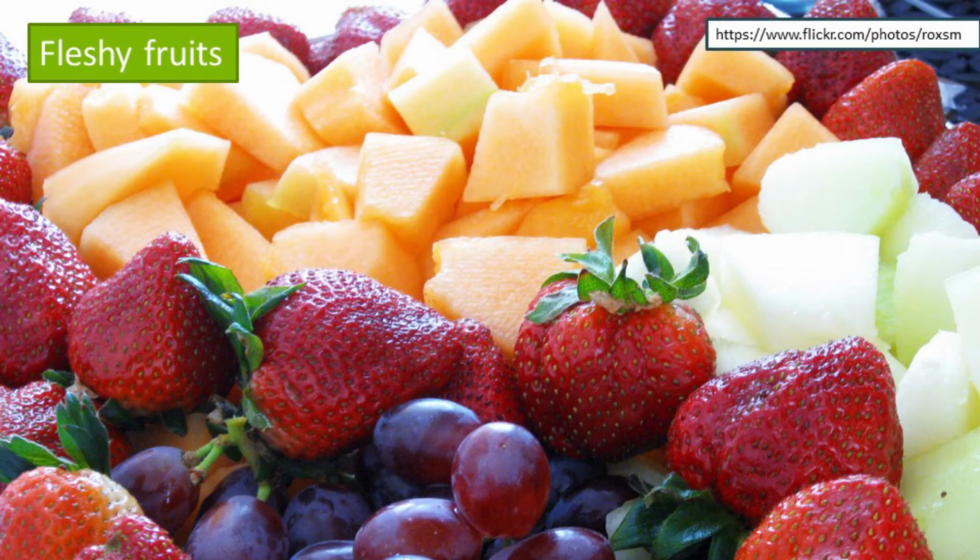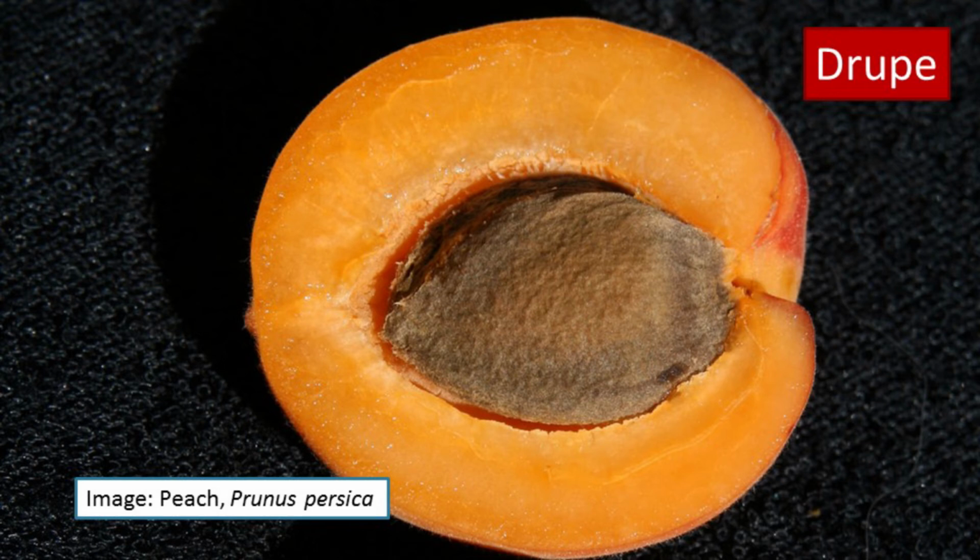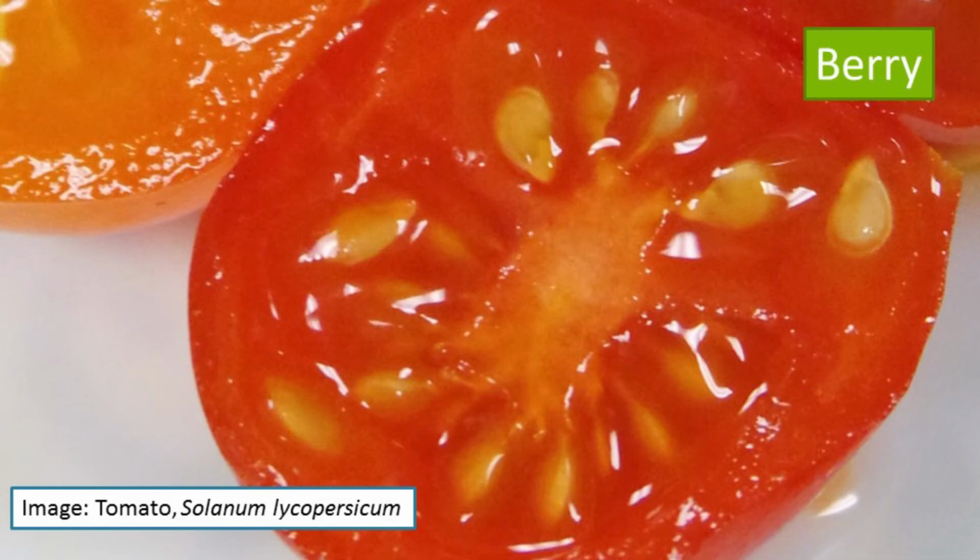Fleshy fruits typically are surrounded by modified flower tissues. These are highly variable among all the fleshy fruits. Drupes, or stone fruits, have a single hard seed in the center of a fleshy surrounding. Peaches, cherries, coconuts, and olives are examples of drupes. Berries contain two or more seeds and are surrounded by soft flesh. Examples include tomatoes, grapes, and bananas.